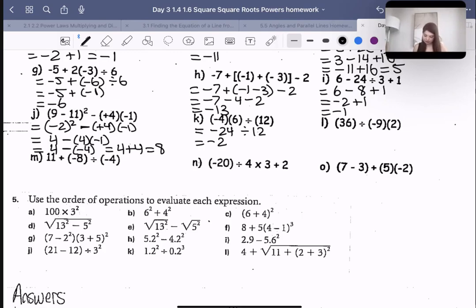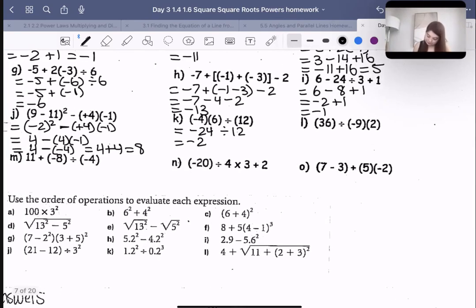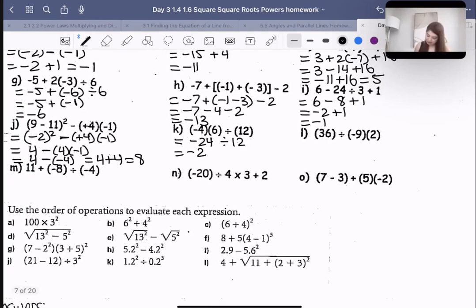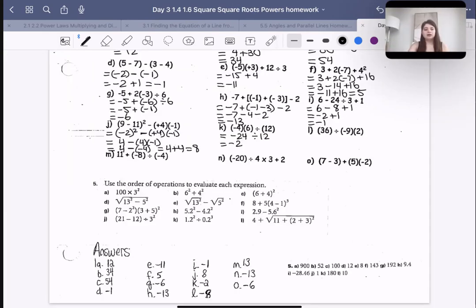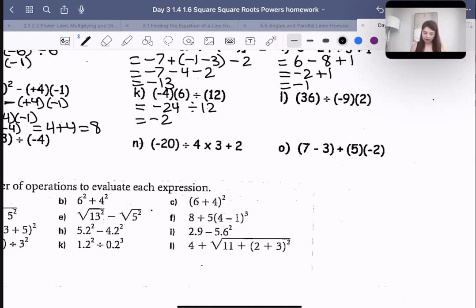Good. All right. Now we have L. Okay, let's try this next one, L. So 36 divided by negative 9 would be the first thing, because, do we have brackets? No, other than to indicate we're multiplying later. Do we have exponents? No.